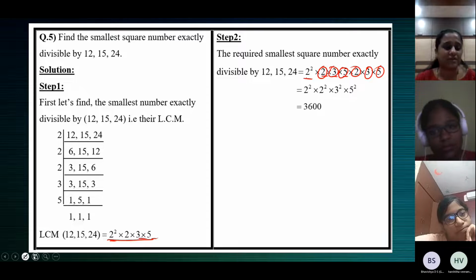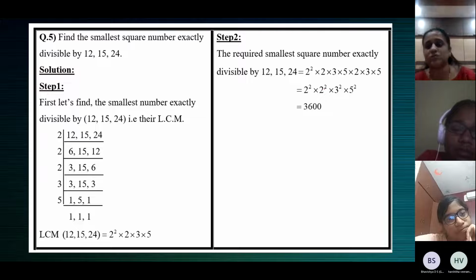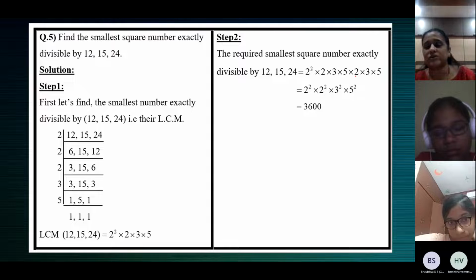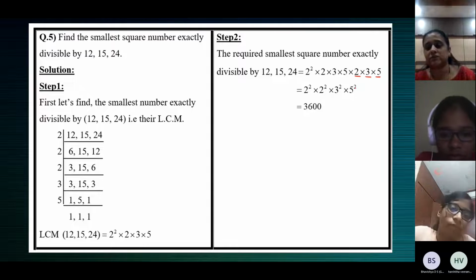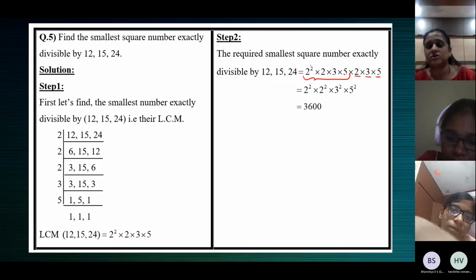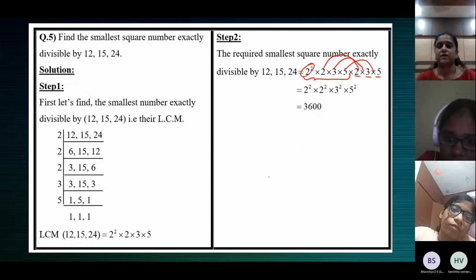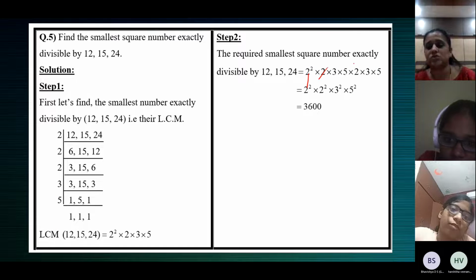So you need to multiply the LCM with a 2, 3 and 5. This is the LCM, and this already occurs in pairs. So now we need another 2, another 3 and another 5. Then it becomes 2 square, these two 2s; 3 square, these two 3s; and 5 square, these two 5s.